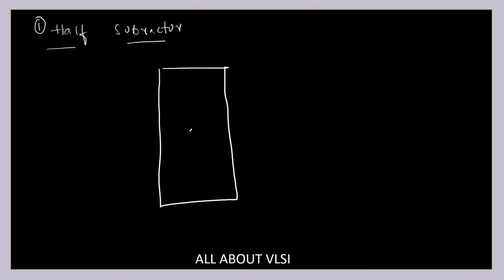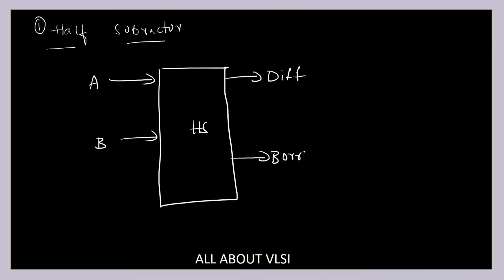So coming to my first circuit, which is my half subtractor, this is how it is going to look. I have a block HS with two inputs A and B, and outputs difference and borrow. So this is the block diagram of my half subtractor.